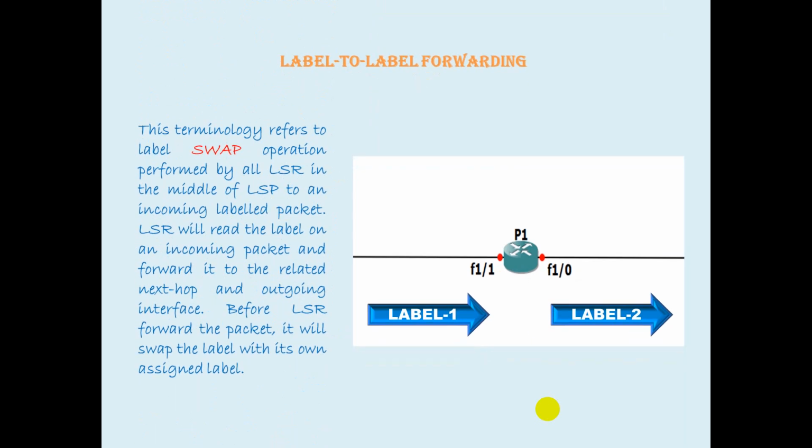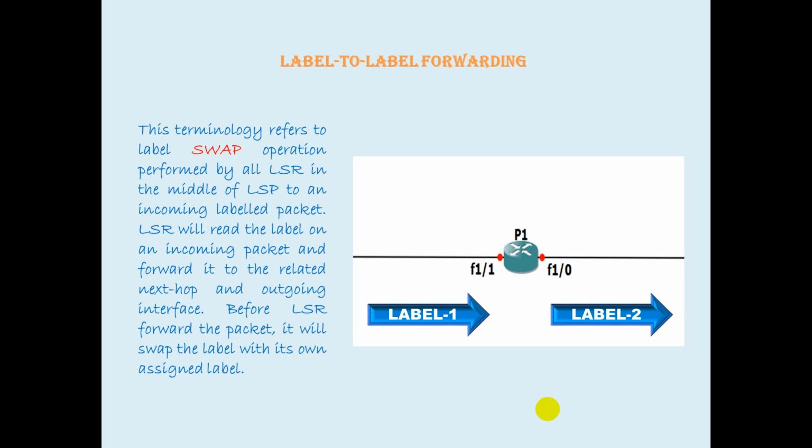Next one is label to label forwarding. Now label to label forwarding happens between the LSRs. Now LSR is a provider router. So once label 1 comes to the provider router, it will forward it to the next router, and it will change it to another label, and it will say label 2. So this terminology refers to the label swap operation. Here we are swapping the label from label 1 to label 2.